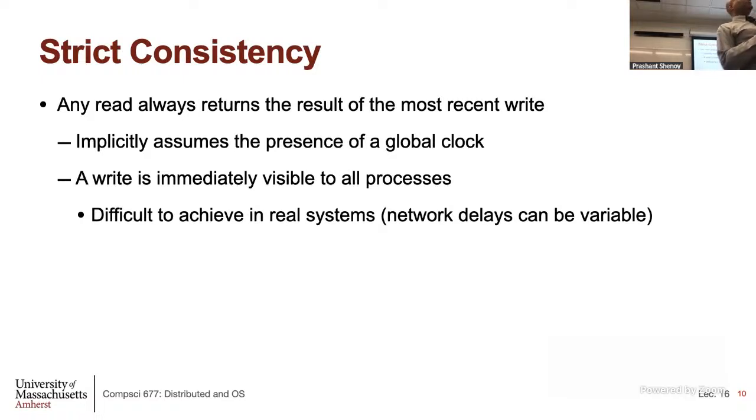So now we'll start relaxing this to try to get other properties that are good but not as strict as strict consistency. Is this clear? Any questions here?